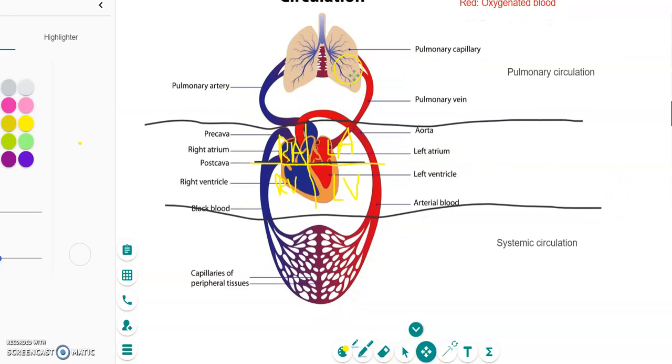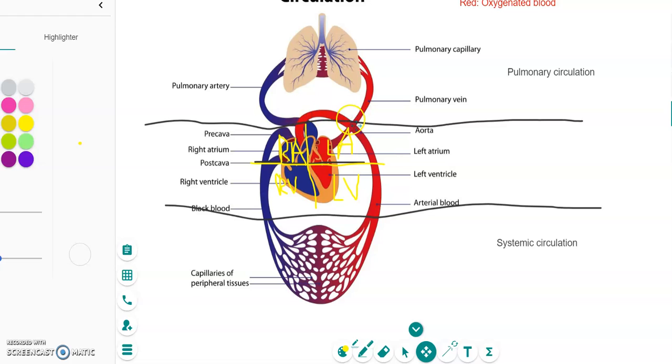I think an important thing to note is that where most people get confused is that the pulmonary artery is responsible for carrying deoxygenated blood, whereas the pulmonary vein is involved in carrying oxygenated blood.